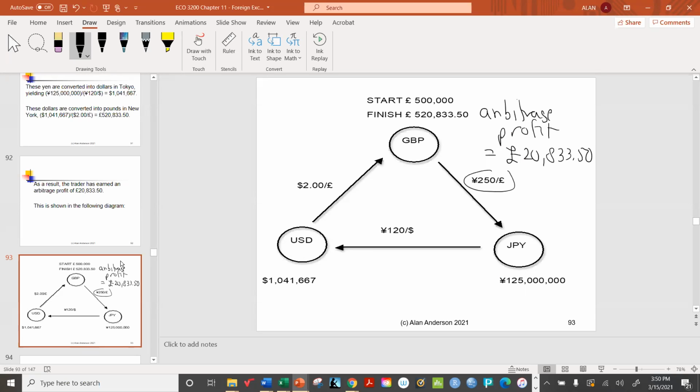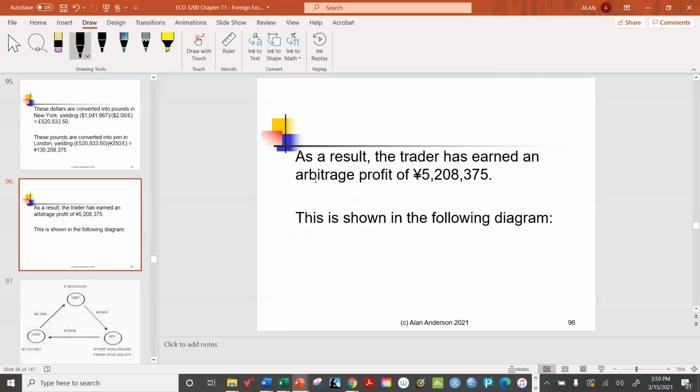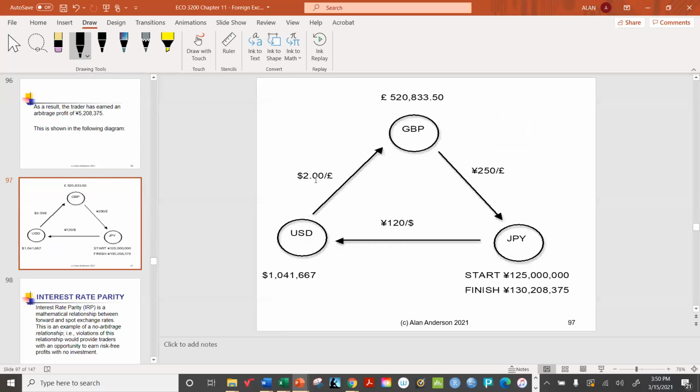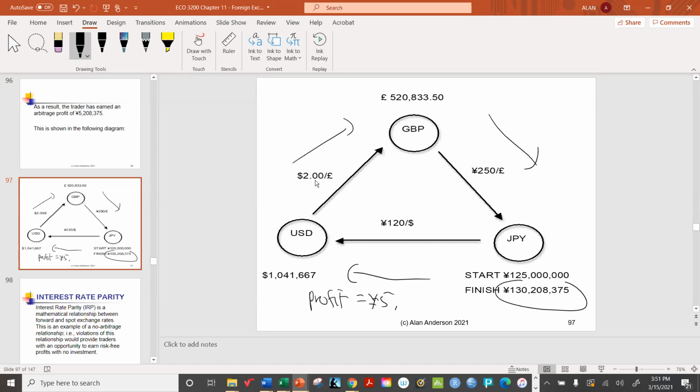And then, what if I started with yen? Would I have made money? Yes, I would have. Let's see how much. Let me just jump ahead and show you the final results. Let's say I started with 125 million yen in Japan, and I go in this direction. Well, look what happened. I finished up with a profit of 5,208,375 yen. So any way you look at it, I'm going to make a profit.